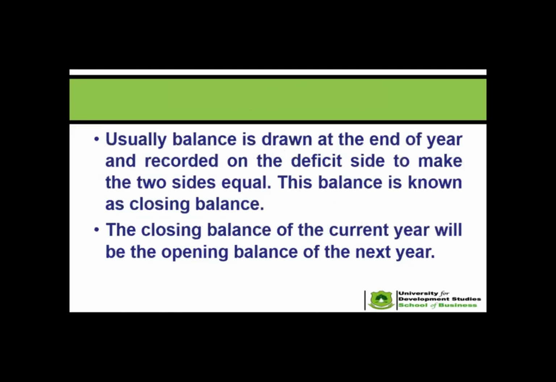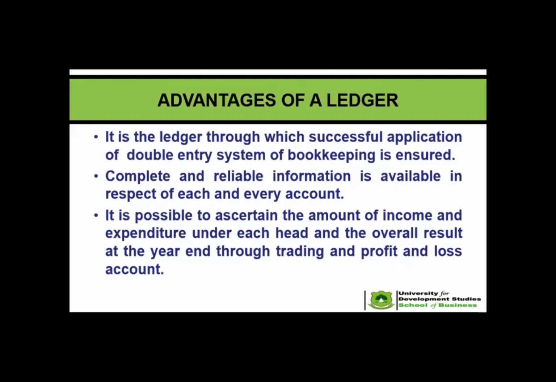Good. Usually, balance is drawn at the end of the year and recorded on the deficit side to make the two sides equal. This is known as what? The closing balance. So we have closing balance and also opening balance. The closing balance for this year becomes the opening balance for what? Next year. Thank you. The closing balance for the current year will be the opening balance for the next year.